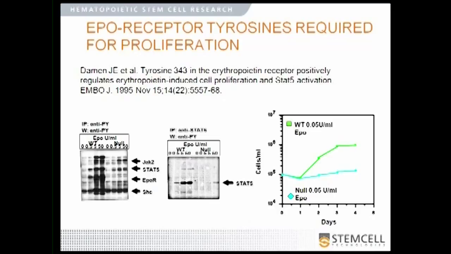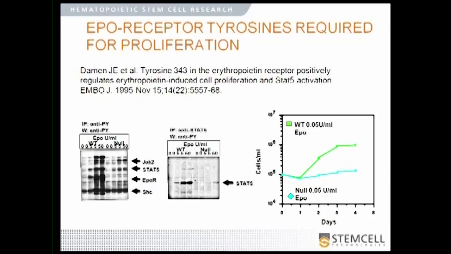As you can see here, looking simply at the cells per mil each day following addition of EPO, the wild-type cells grew well in response to 50 milliunits per mil of EPO, while cells expressing the null EPO receptor did not. On the left, we see examples of plots where we stimulated cells expressing wild-type or null EPO receptor with EPO at various concentrations to look at which downstream proteins were affected. In these phosphotyrosine western blots, we can see several phosphorylated proteins in the wild-type cells, including EPO receptor and JAK2.